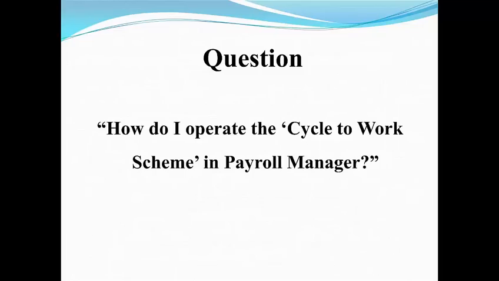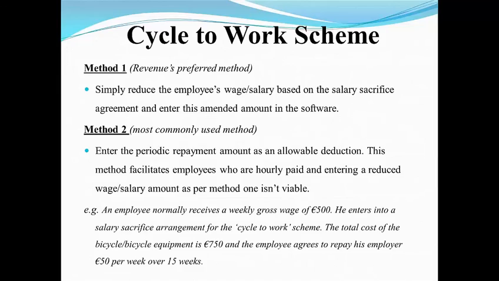The next question relates to the cycle to work scheme and how to operate that within the payroll manager. There are 2 methods which could be used to account for it. Method 1, which is Revenue's preferred method, is a basic salary sacrifice by simply reducing the employee's wage or salary based on the salary sacrifice agreement and entering this amended amount in the software. Method 2, which is the most commonly used method, is whereby you enter the periodic repayment amount as an allowable deduction.